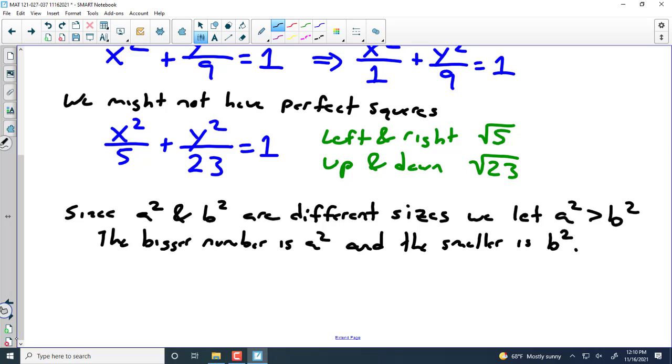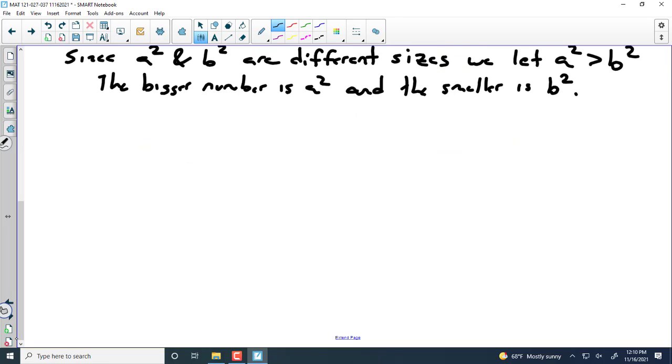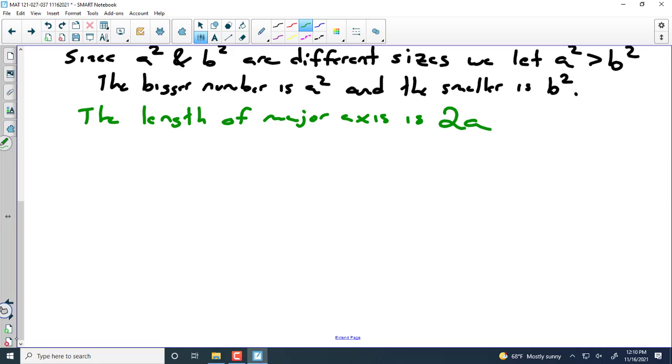You might say, Steve, why does it matter which one's a squared and which one's b squared? It's because people like to say this. They want to say that the length of the major axis is 2a, and the length of the minor axis is 2b. Now, if you don't like that, I'm going to demonstrate how that works in this next example, so don't worry about that, because I just gave you a lot of information here.